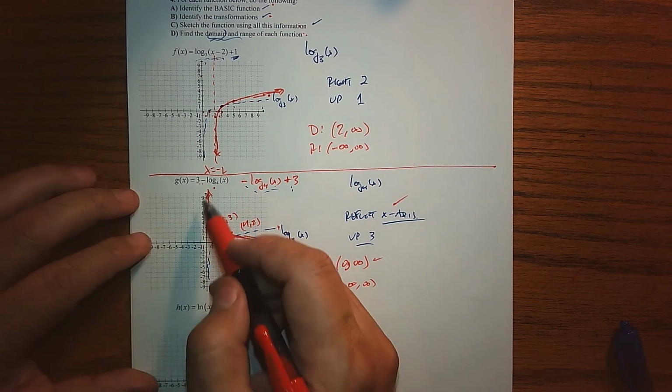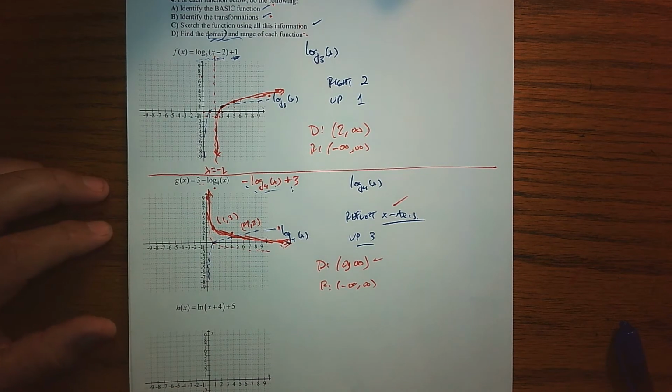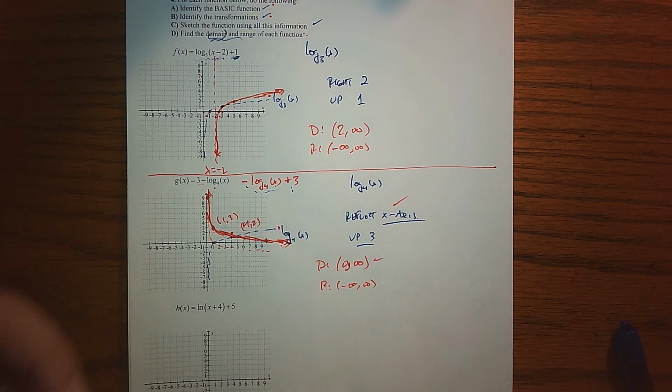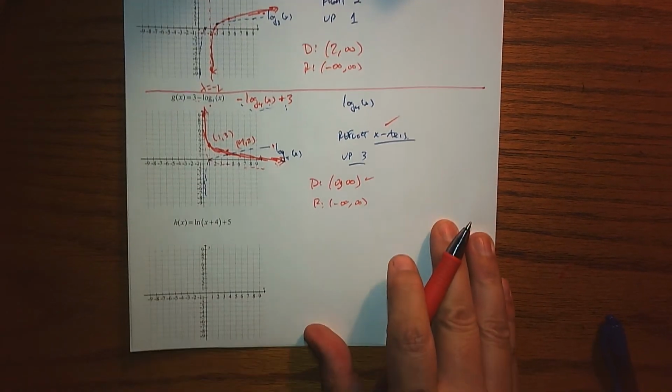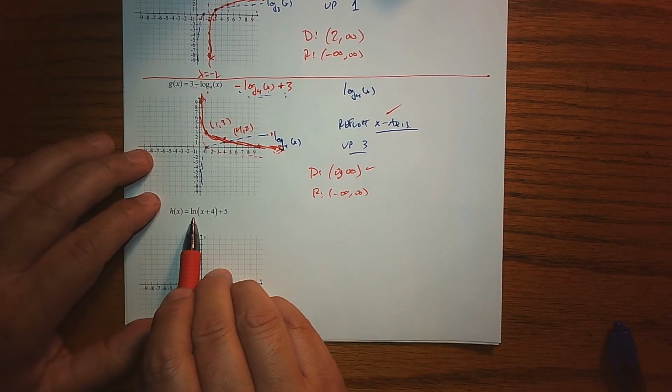So what I have in red is a really quick sketch of what 3 minus log base 4 of x looks like, based off of the basic function and the transformations that are occurring around it. The next one, we actually can use a calculator because the natural log function is on the calculator. All right, so we'll check our work with that.